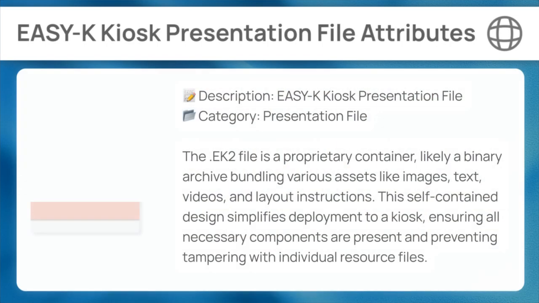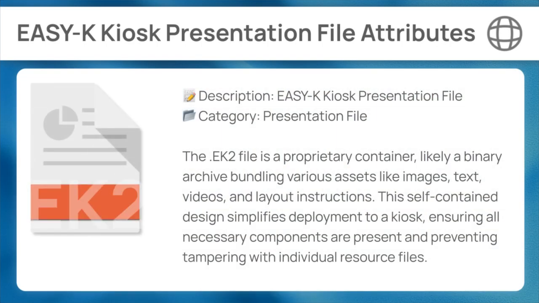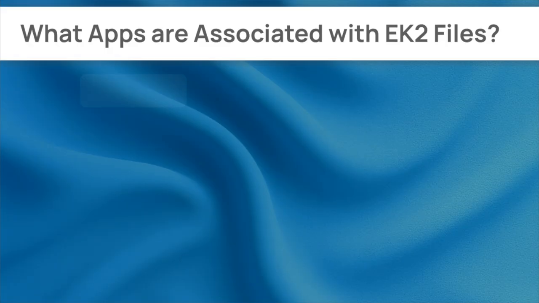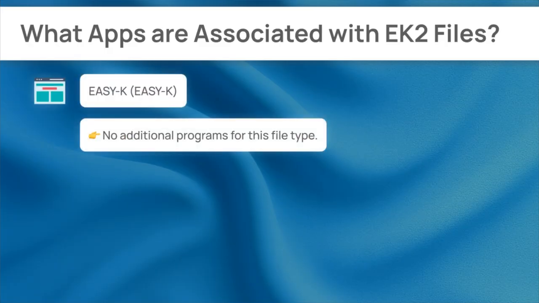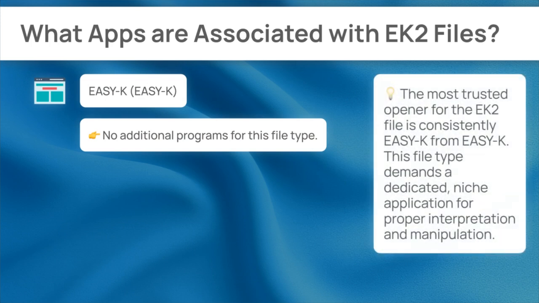The EK2 file is a proprietary container, likely a binary archive bundling various assets like images, text, videos, and layout instructions. This self-contained design simplifies deployment to a kiosk, ensuring all necessary components are present and preventing tampering with individual resource files. Official support for EK2 is primarily provided through EK from EK. This file type demands a dedicated niche application for proper interpretation and manipulation.